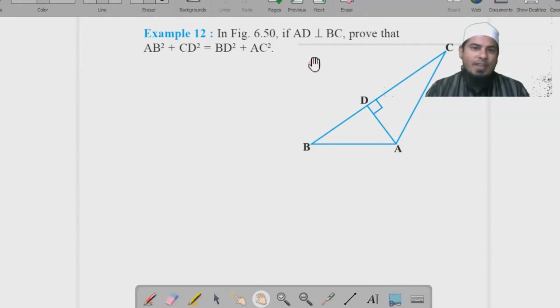Very interesting question. Here in this figure, AD is perpendicular to BC. Prove that AB square plus CD square is equal to BD square plus AC square. Here angle A is not 90 degrees. Because two right angle triangles are there, let us apply Pythagoras theorem in both right angle triangles to get the answer.